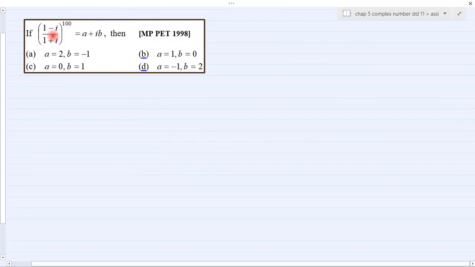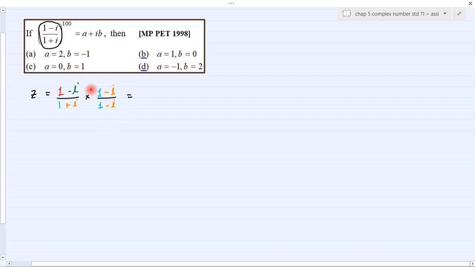Here, it is given that (1 minus i upon 1 plus i) raised to 100 is equal to a plus ib, and we have to find the value of a and b. No problem. First of all, let's simplify the complex number within the bracket. Let's say it is z. So z will be (1 minus i) upon (1 plus i). Now, to simplify this, we have to multiply and divide by the conjugate of the denominator, which is 1 minus i.